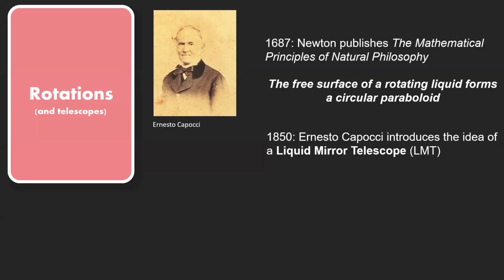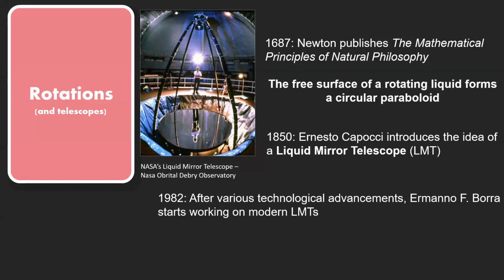you actually manage to achieve a stable rotation, which means a stable circular paraboloid, and that liquid acts like a mirror, maybe we can build a liquid mirror telescope. Thing is, in 1850, we didn't actually manage to create such stable rotations. So the paraboloid would be very wobbly and we can't get a proper focus in one image. But as things progressed, in 1982, after a lot of technological advancements, Emmanuel Borra, I think, starts working on modern liquid mirror telescopes.